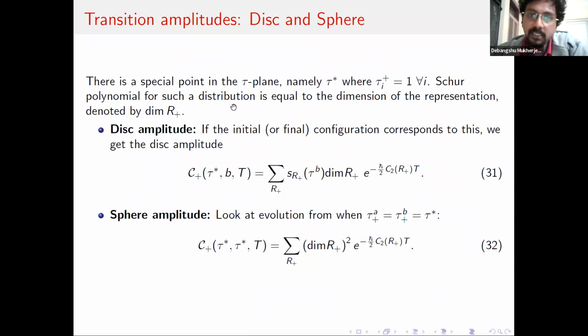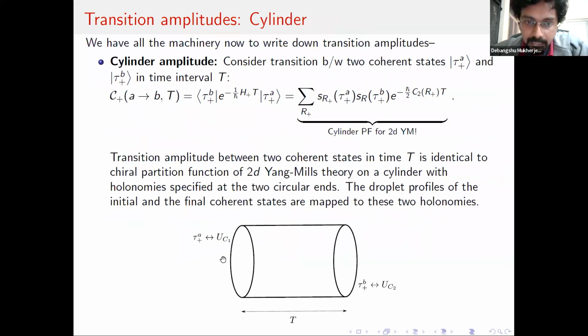Now, there is a special point in the tau plane, which I am going to call tau star, where all the parameters tau i plus are 1. The Schur polynomial for such a distribution becomes very trivial. It becomes exactly equal to the dimension of R plus. That is essentially like taking this and choosing one of the holonomies to be trivial. So essentially you are closing down one of these circles, and what you are left with is simply a disk.